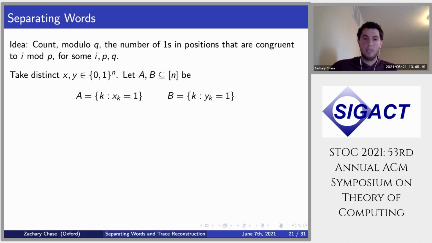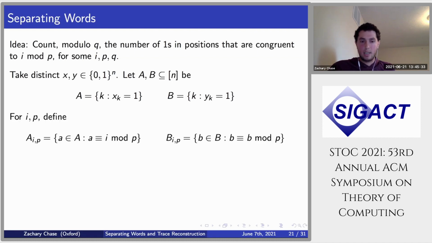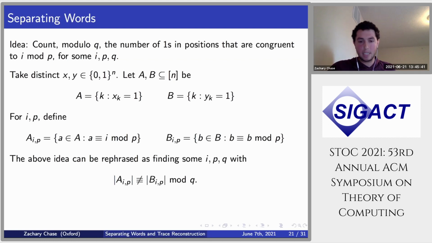Okay, that's the idea. But let me explain how this leads to a nice mathematical problem. So let A and B be the sets of indices where x and y are 1, respectively. So let A be the set of k such that x_k is 1, and let B be the set of k such that y_k is 1. And for I and p, define A_{I,p} to be the elements of A that are I mod p. So the above idea can be rephrased as finding some I, p, and q with the number of things in A that are I mod p not being congruent to the number of things in B that are I mod p modulo q. And the number of states is pq.